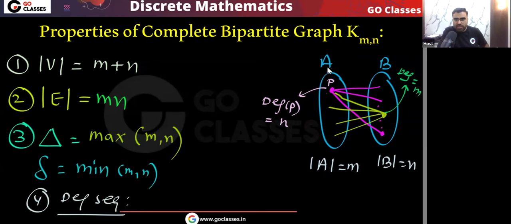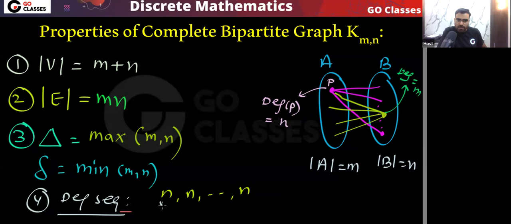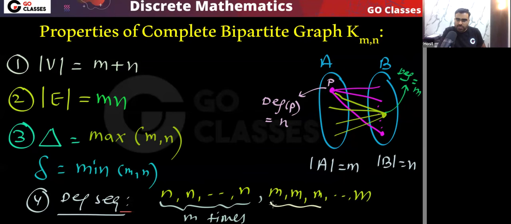You can see all the vertices in set A, these have degree n. Yes or no? So remember, n and so on. How many times will we have this degree n? That will be m times. Yes or no? Okay, so this will be m times. And how many times will we have degree m? That will be n times. Okay, this will be n times.